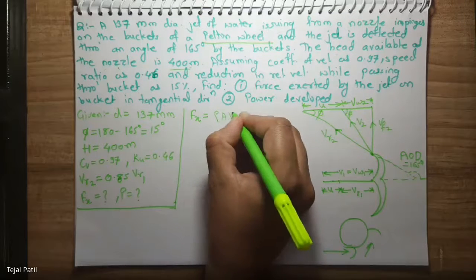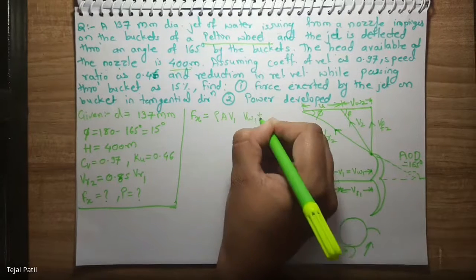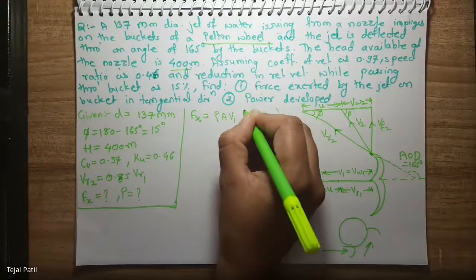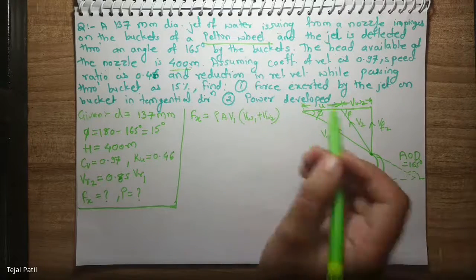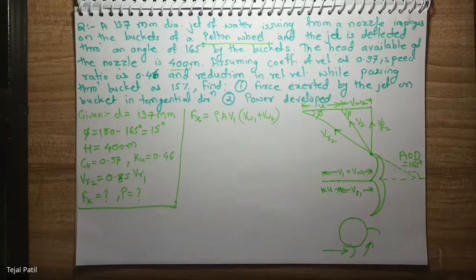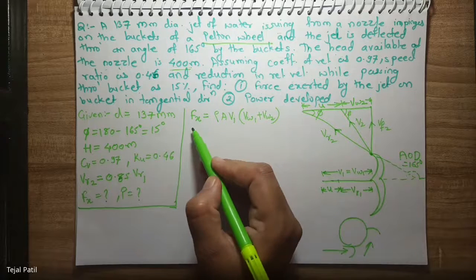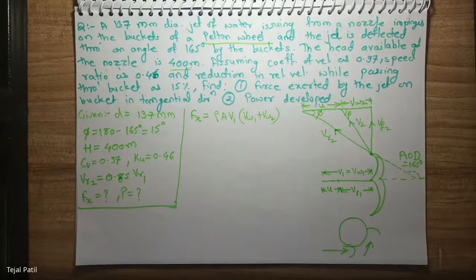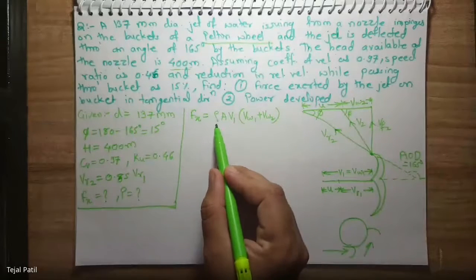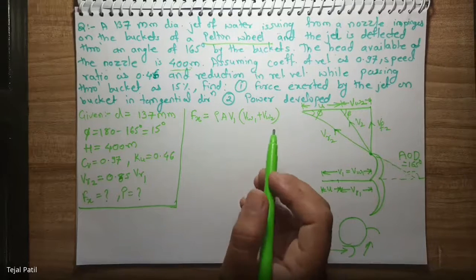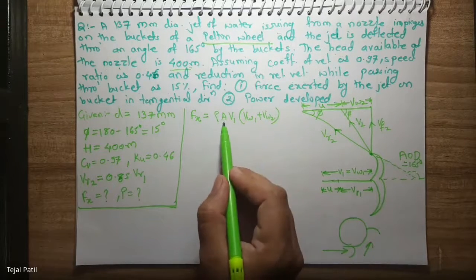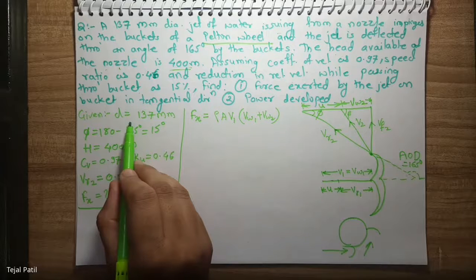Rho A V1 (VW1 plus VW2). Yes, rho A V1 (VW1 plus VW2). Only this much is the formula. Don't write U, because we are mostly habitual of multiplying by U when solving for power or work done, but here we are taking the force. So, concentrate a bit. Now rho is known to you, and area you can find because diameter is given to you.